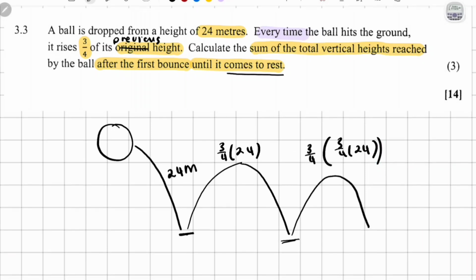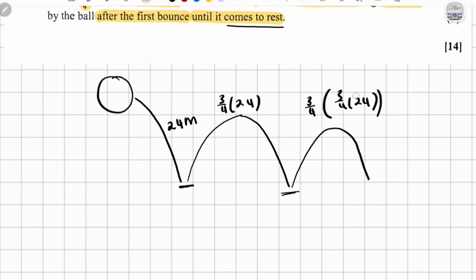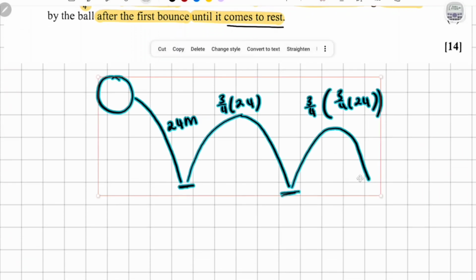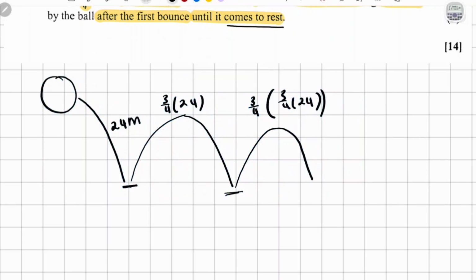And if I want to clean this up and just write it in the correct way, let me even show you, for example, the third bounce, right? The third bounce would be lower again. So it's going to hit the ground, then it will rise 3 over 4 of whatever this height was, not original, but the previous height. So it's going to be 3 over 4 of everything here again. Okay, so 3 over 4 of all of that. So if you clean this up, this is actually what this is saying.